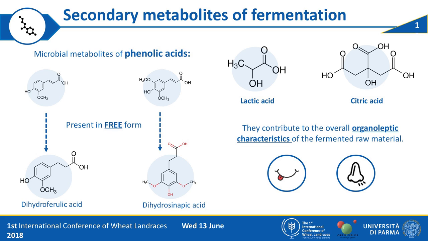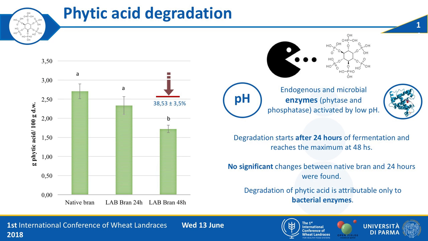LAB, in this case, add also the ability to degrade the phytic acid, the anti-nutritive compound, where there are mainly two pathways for the phytic acid degradation. And they can act in synergy. So the endogenous and microbial enzymes are activated by low pH, that is naturally produced during fermentation. In our case, we found a degradation of phytic acid that reached almost 38%. And this is understandable because the degradation was only attributable to bacterial enzymes because of the autoclaving step.